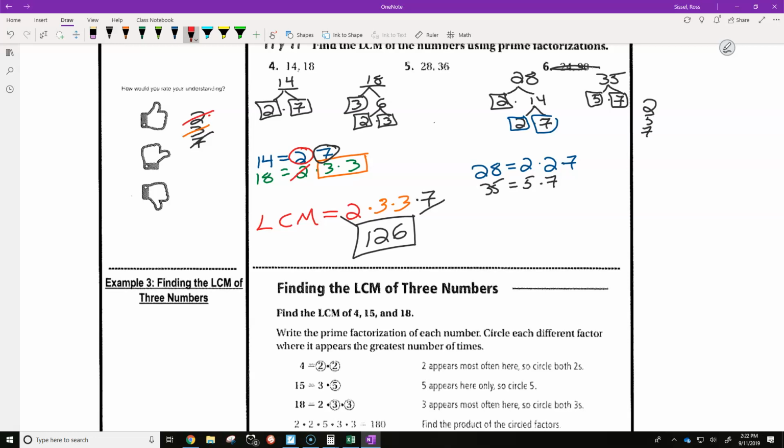Now it's time to find out which ones to use. For the number 2, did I have more 2's listed with the 28 or the 35? 28. How many did I have? 2 of them. So my least common multiple would be 2 times 2. And I'm done with the prime number 2. We look at the prime number 5. Which one had more? 35. It only had 1, so we put 1 in there.